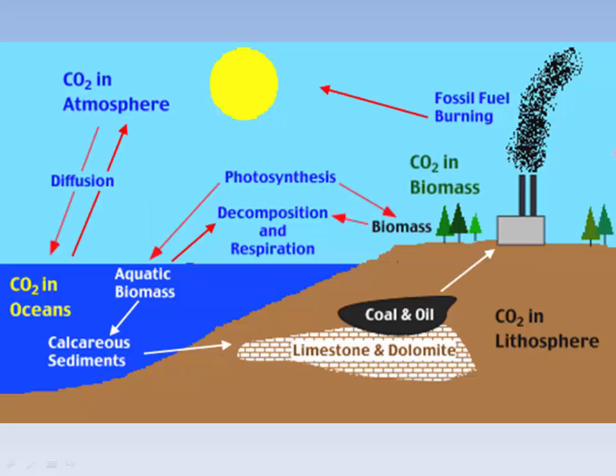And these sediments eventually turn into rocks or fossil fuels. So if we put it all together, we can see that carbon leaves the atmosphere through diffusion, photosynthesis, both by aquatic and terrestrial organisms. It gets back into the atmosphere by diffusion from the ocean, by decomposition and respiration by living things both on land and in the ocean, and by burning fossil fuels. And it can be sequestered or stored as rocks and fossil fuels.